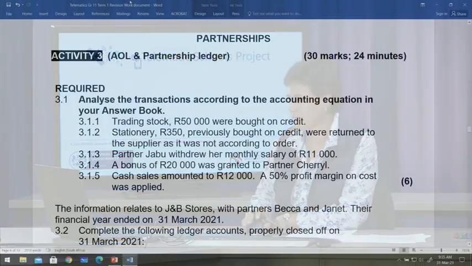But now we will have more than one owner, 2 to whatever number, but on school level we will only limit that to 2 partners. If you can do it for 2, you can do it for 3 or 4 or 5 partners. Obviously next year you will do companies where we have shareholders. So we are moving from sole trader to partnership to companies next year. Okay, so let's look at partnerships.